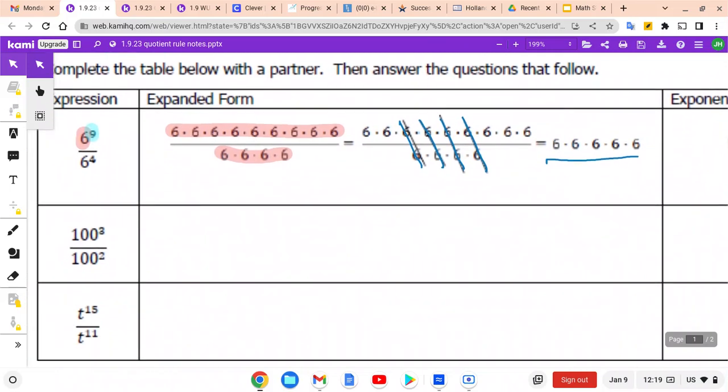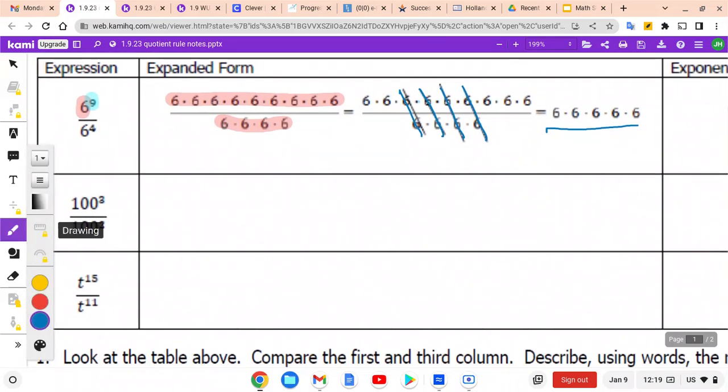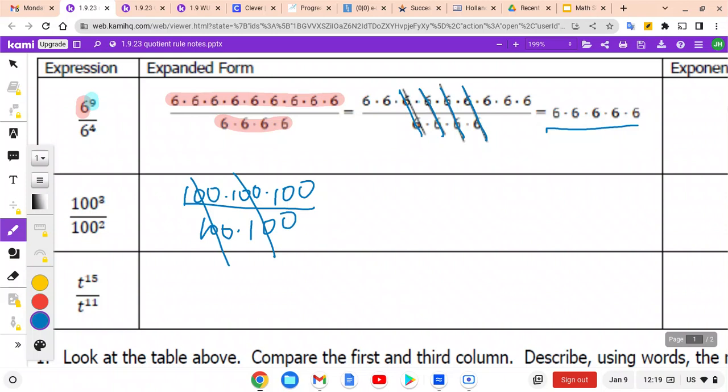Let's try that again. So we have 100 to the third divided by 100 to the second. So that's 100 times 100 times 100 over 100 times 100. Cancel out, cancel out. That leaves 100 to the first, which is just 100. So the answer is 100. Remember, the first power doesn't do anything, so you don't have to write it.